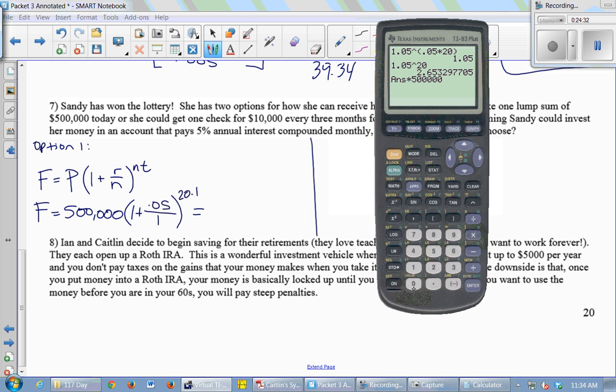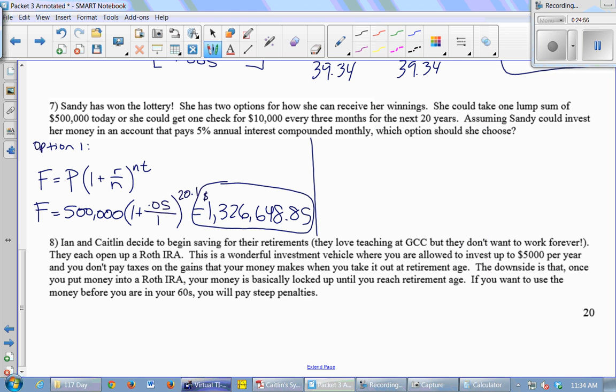And after 20 years, we're going to have $1,326,648 and 85 cents. All right, not bad. Pretty decent. Let's see what kind of money she'll have if she takes option 2.